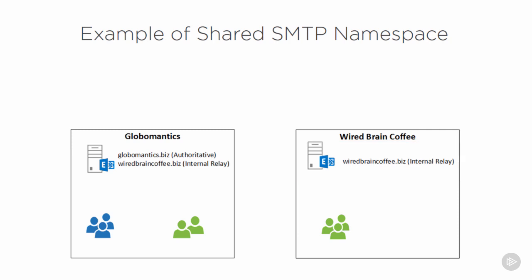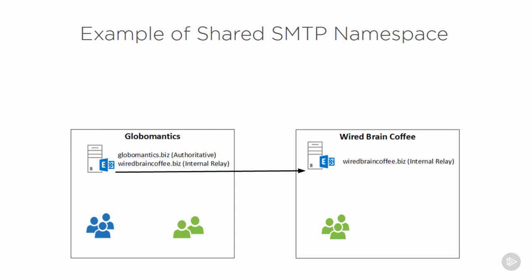So now when an email for a Wired Brain Coffee user arrives in the Globomantics organization, Exchange will first look for a local recipient. If no local recipient is found, the mail will route to the Wired Brain Coffee organization. A send connector that can route to that destination will be required. The Wired Brain Coffee Exchange server will deliver the message to the local recipient if they exist.